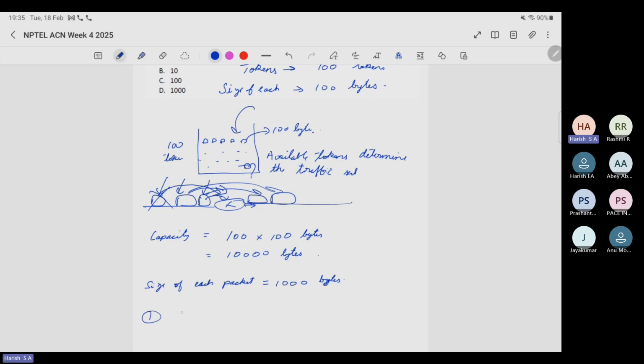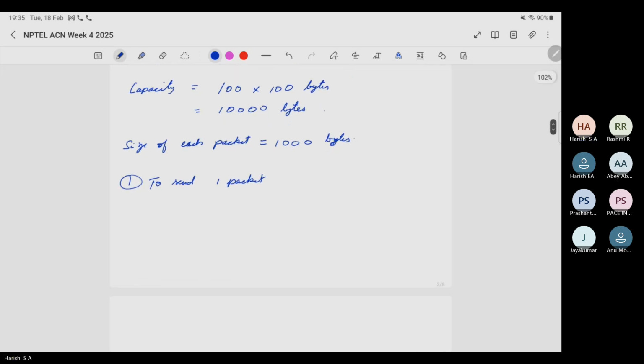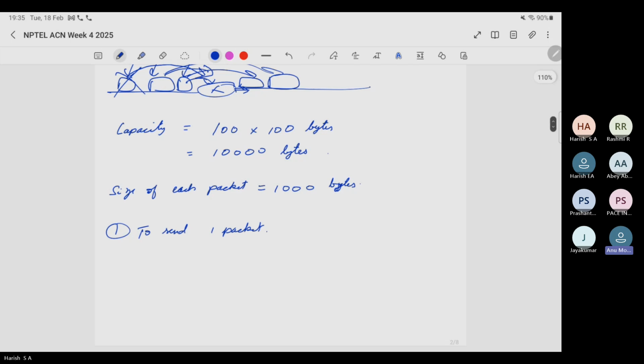So my first question is, to send one packet, how many tokens are required? To send one packet, how many tokens are required?